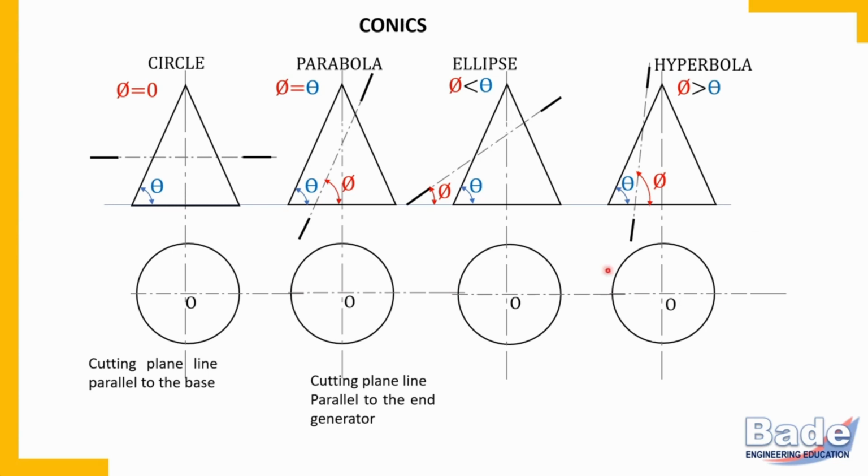One more thing: when the cutting plane appears in the top view, that is, when the cutting plane is perpendicular to HP, then we are sure that the section is a hyperbola, because in that case the angle of the cutting plane with the base of the cone is greater than the angle of the generators of the cone. This is very important to understand. You may face a problem in which you will be asked to locate the cutting plane for a given particular shape of a section.